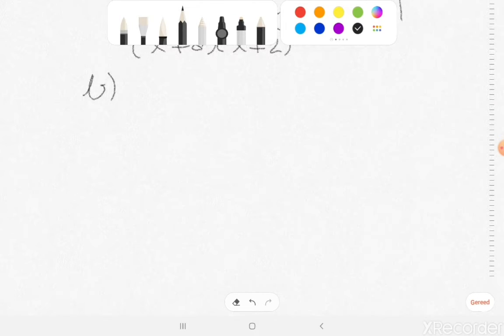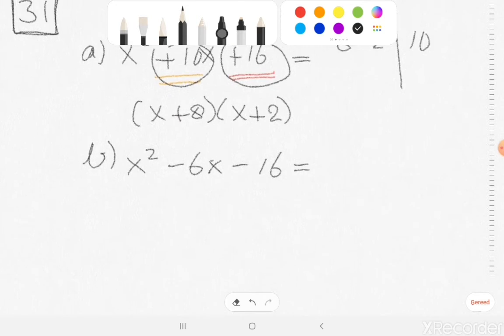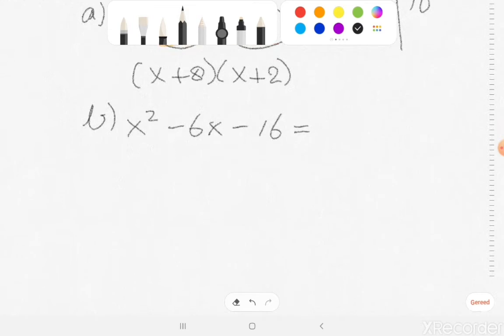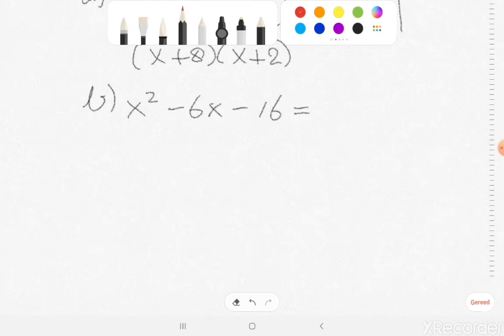x squared minus 6x minus 16. Okay, in exercise A it was plus 16, and right here we need to find a product with the answer minus 16. Let me choose the same numbers, but with a negative one inside. So minus 2 times 8, because that's minus 16.